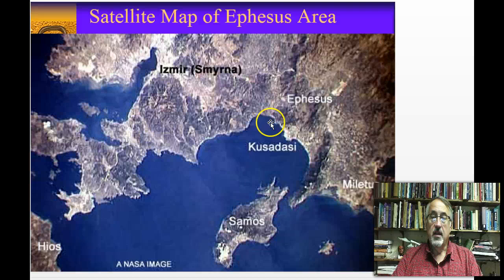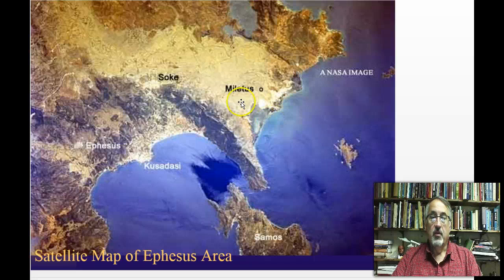Here is the aerial view, satellite view, that shows you Ephesus and the modern harbor of Kusadasi. So Paul would have sailed into here, into Ephesus. It had a river flowing from it, and now it's silted up, but there would have been a harbor. You could have sailed right into the city. Right here. Here's Miletus. Here's Ephesus. Now, this is the modern Kusadasi, the island of Samos.